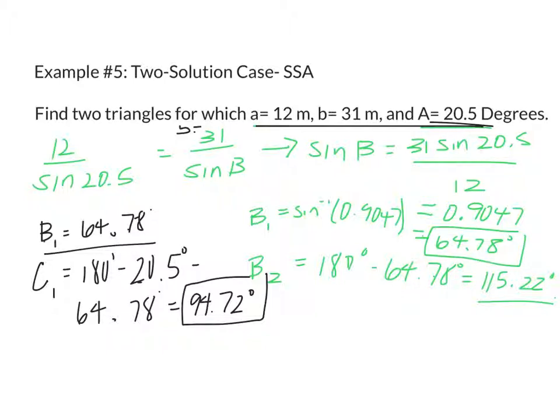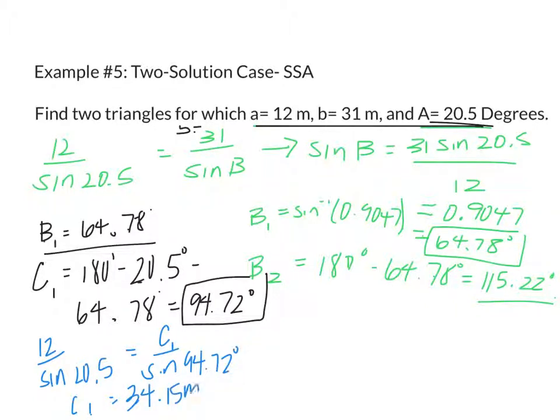Okay, and then I also need to find side c, which again, you want to count everything against the full alphabet that you were given in the beginning, which is little a and big A. So it's going to be 12 over sine of 20.5 equal to little c, which we don't know, over sine of 94.72 degrees. That will give us little c, and I have to call that c1. Little c1 is going to be equal to 34.15 meters. All right, so that's for c1's information.